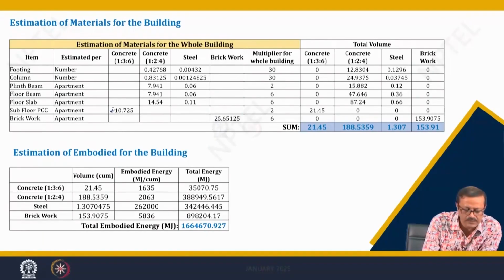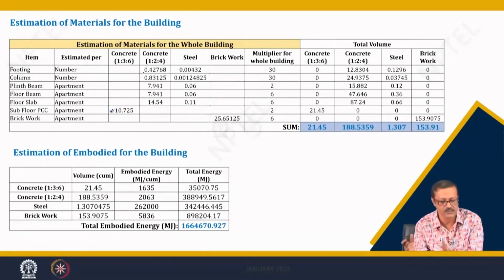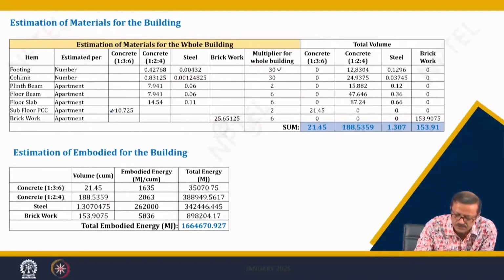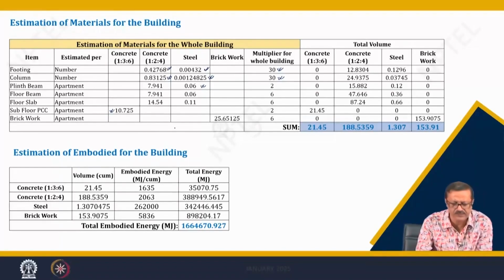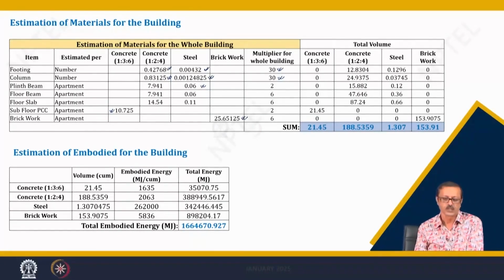So, this concrete is per footing. How many footings are there? I have to count. There are 30 such footings, and 30 such columns. So, this is concrete per footing, concrete per column, steel per footing, steel per column, and per plinth beam, that is also per apartment. Like that, the floor beams and everything is estimated as per what we have calculated. This is the final one, the brickwork, 25.65.